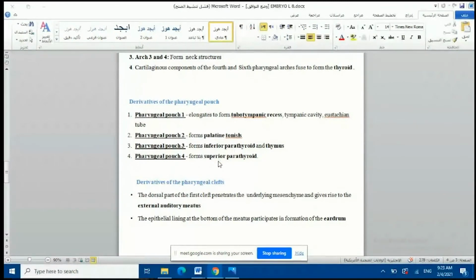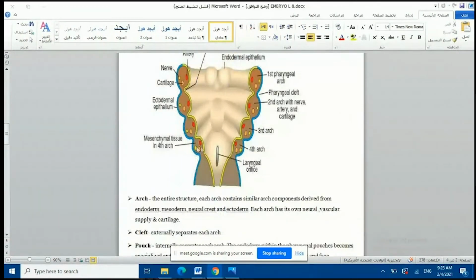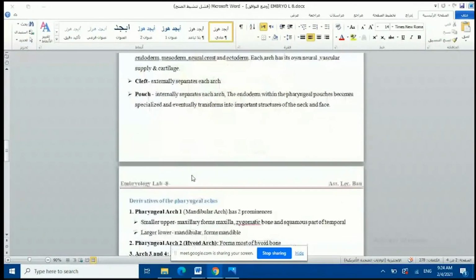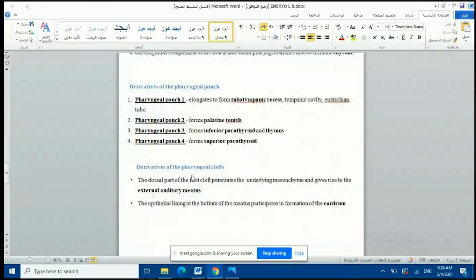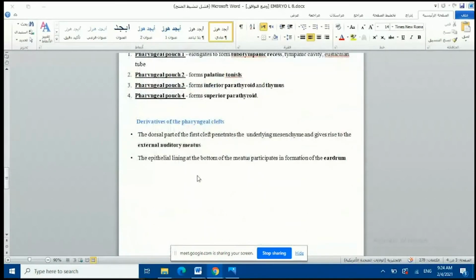Form superior parathyroid. This is the number 4, and it will form the superior parathyroid. You must memorize these, students, you must know them. Okay. The last one is we'll talk about the clefts.